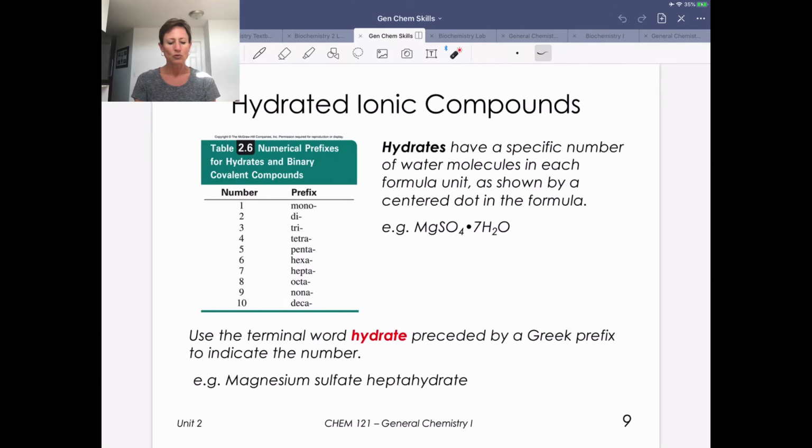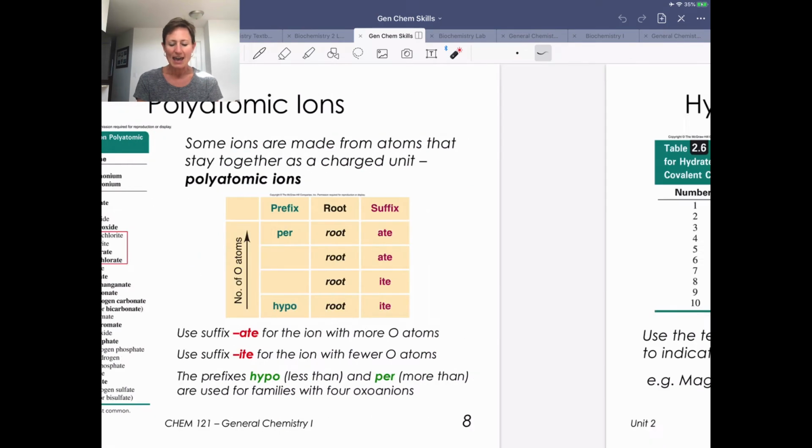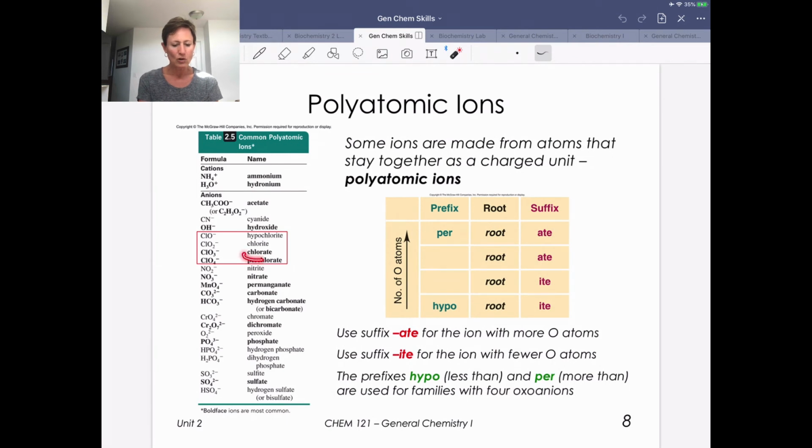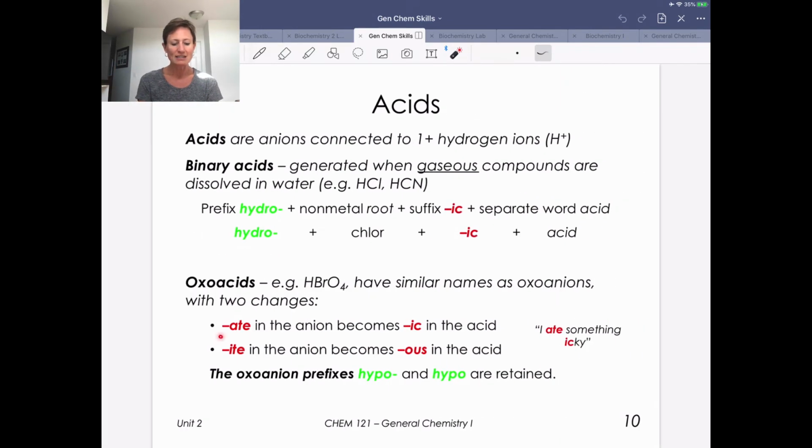Okay, so let's go through just a quick example here. If we had, and again, if we're doing this first one, if we had ATE, so let's take chlorate here. So chlorate would be ClO3-. So if we made that as an acid, it would be HClO3. And again, that +1 and -1, those would go together. So if we got HClO3, the anion was chlorate. So what we do is that ATE becomes IC. So now that would be not chlorate, but chloric. And then we add acid to the end. So that would be chloric acid.